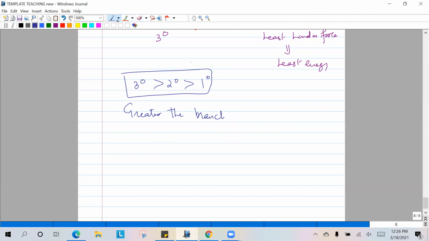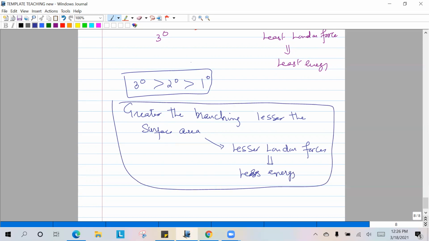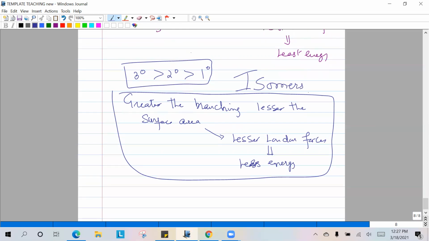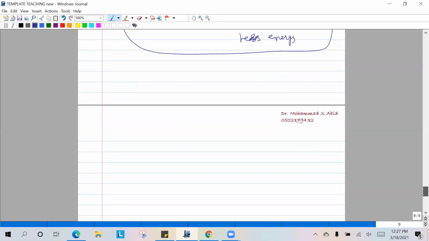In another way, you can also say that greater the branching, lesser the surface area. We have talked about this in the intermolecular forces chapter. Lesser the surface area leads to lesser London forces, and lesser London forces means less energy required. This concept is for isomers because they have the same molecular masses.